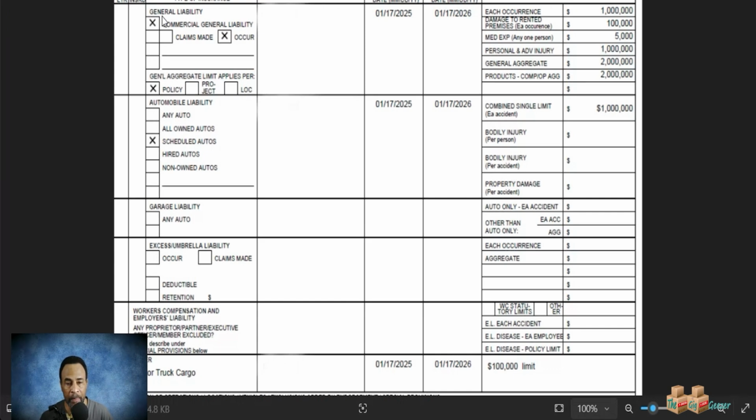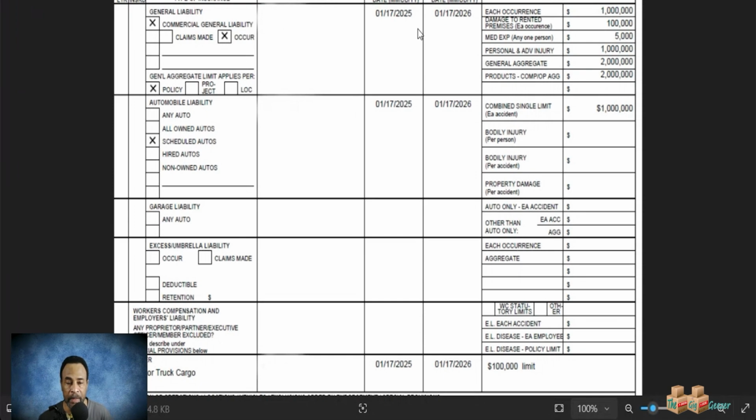There's an amount that the policy is going to pay per occurrence. So each time something happens, the most the policy is going to pay is $1 million, as you see over here, each occurrence. However, it says general aggregate limits apply per policy. That means policy period. Your commercial coverages are typically 1-year policies. So in my case, as you see here, the effective date of the policy is January 17, 2025 to January 17, 2026.